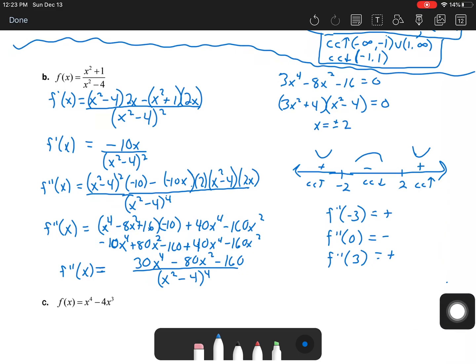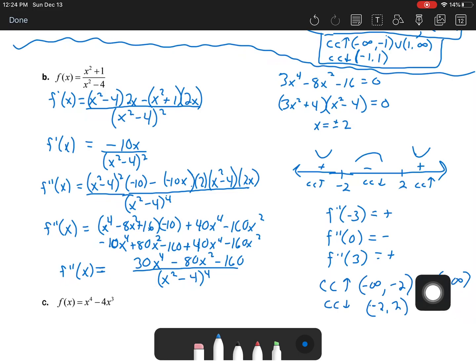So what I'm seeing is that it's concave up from negative infinity to negative 2, and then also the interval from positive 2 to infinity is where we're concave up, and we're concave down just between negative 2 and positive 2. That would almost lead us to believe that we have inflection points at negative 2 and positive 2, because the concavity is changing there.